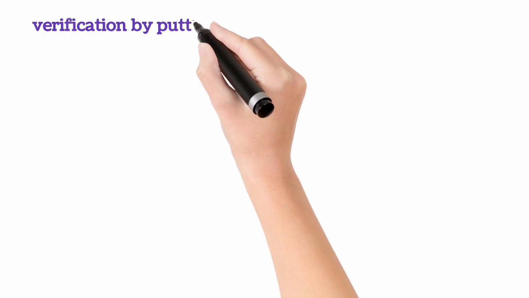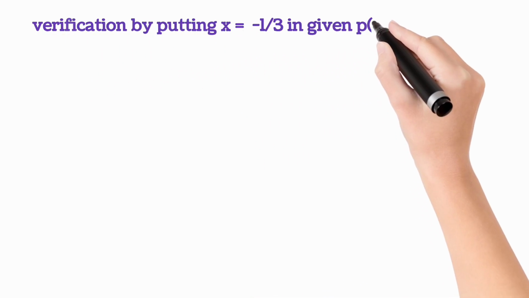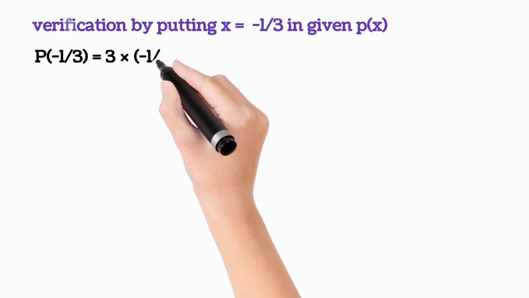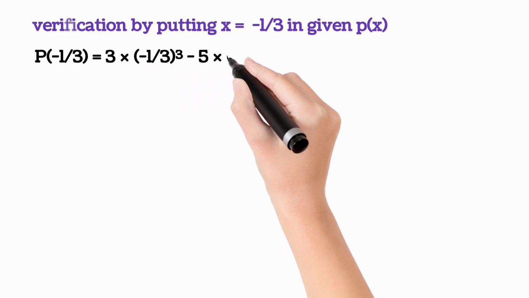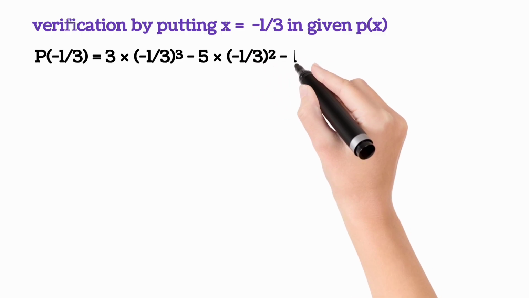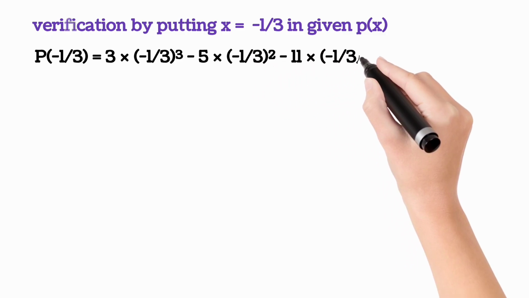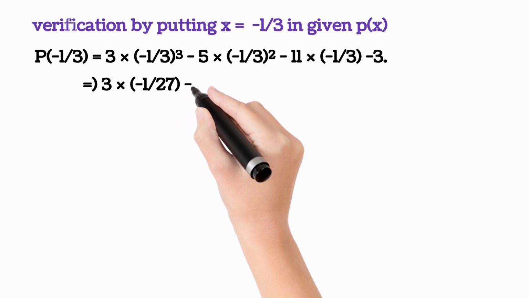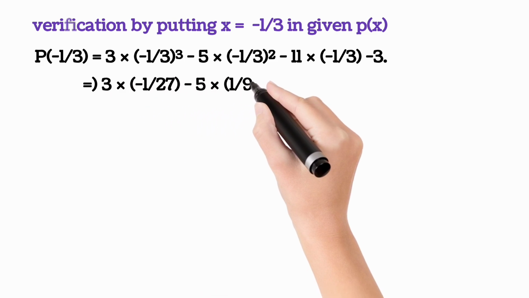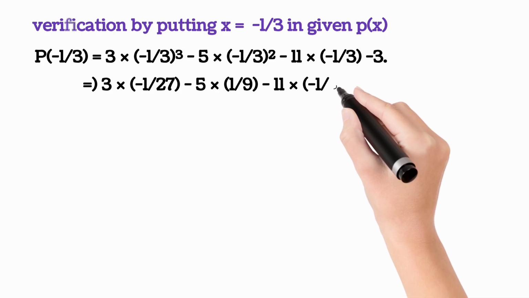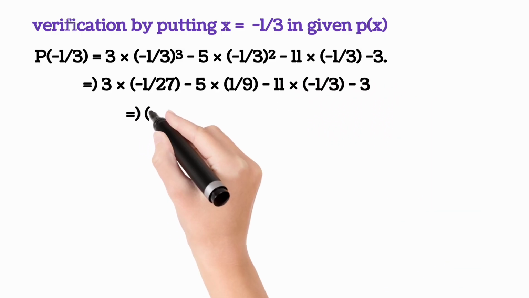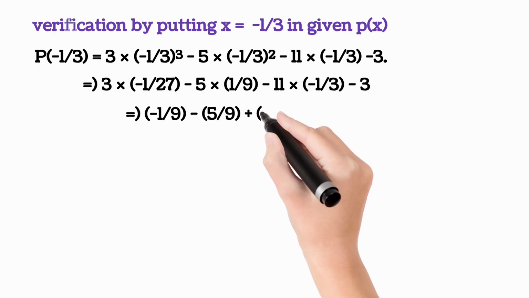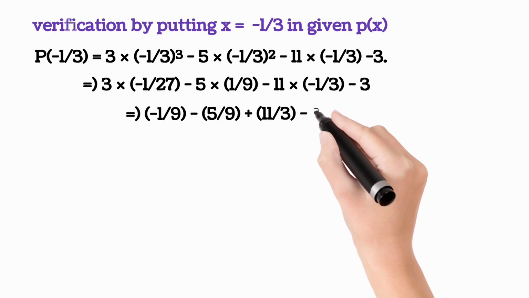Verification by putting x equal to minus 1 by 3 in the given p(x). p(minus 1 by 3) is equal to 3 into (minus 1 by 3) cube minus 5 into (minus 1 by 3) whole square minus 11 into minus 1 by 3 minus 3, which implies 3 into minus 1 by 27 minus 5 into 1 by 9 minus 11 into minus 1 by 3 minus 3, which implies minus 1 by 9 minus 5 by 9 plus 11 by 3 minus 3.